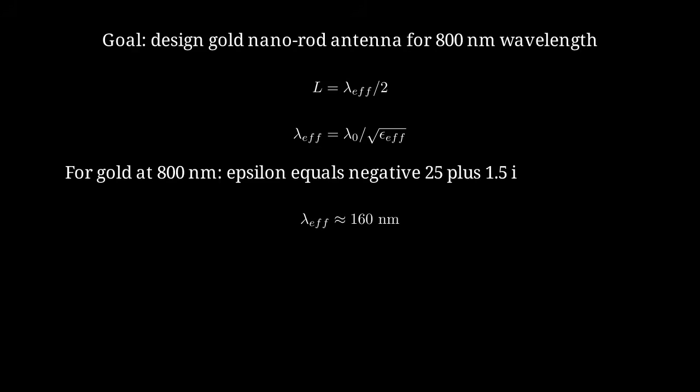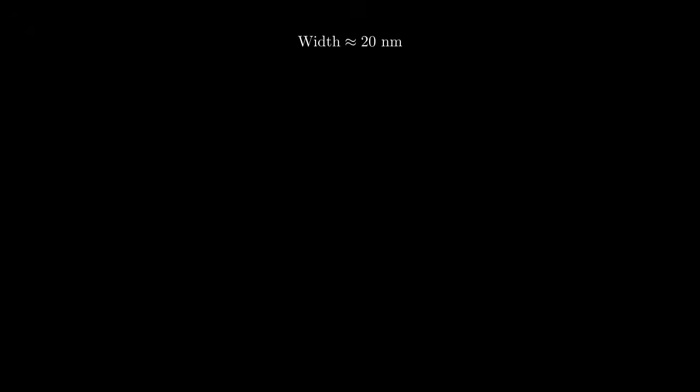This gives an effective wavelength of approximately 160 nanometers. So the resonant rod length should be approximately 80 nanometers. We choose a width of about 20 nanometers for strong field confinement. This nanorod antenna efficiently converts far-field radiation into localized near-fields with huge enhancement factors.